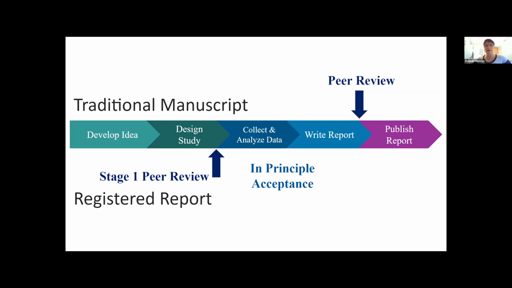And then the researcher goes off and does their own research and comes back, and there's a stage 2 peer review, which is assessing the adherence to the original plan. I've never seen a single registered report that had no deviations from their original plan, but part of what this does is it makes it very transparent what those deviations were.